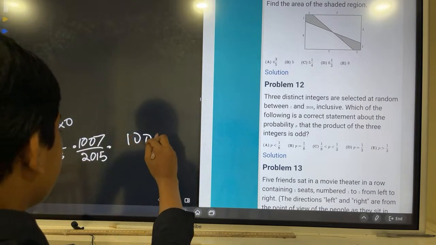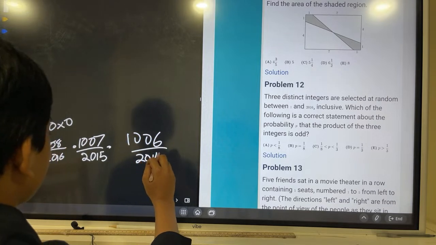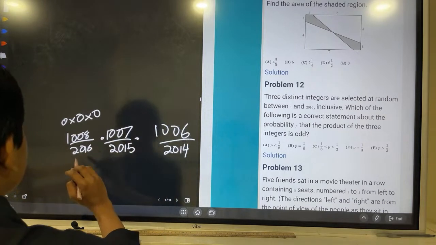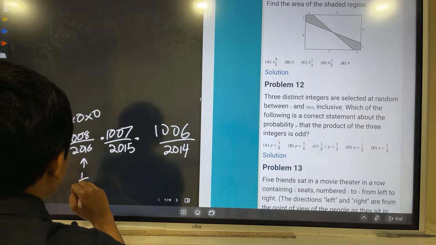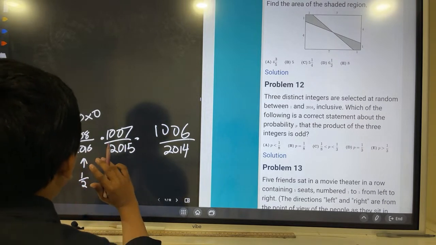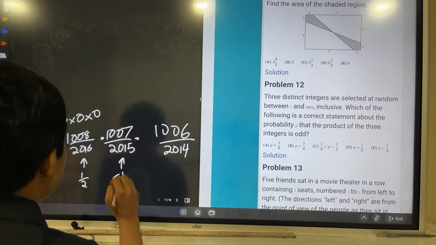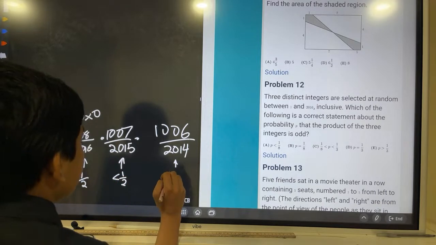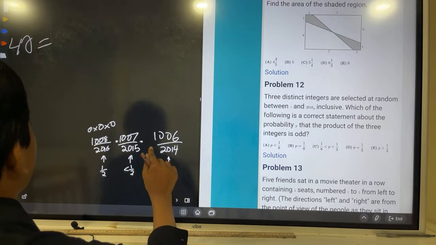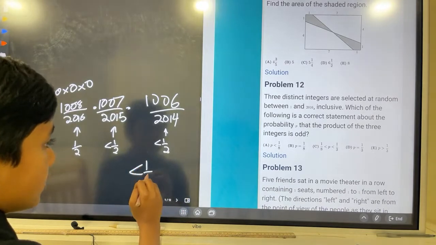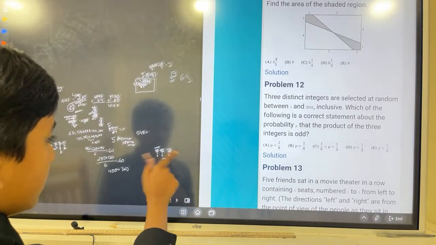And 1006 over 2014. So this is 1/2. This is slightly less than 1/2. And this is slightly less than 1/2. So that means the whole thing is less than 1/8. So it should be A.